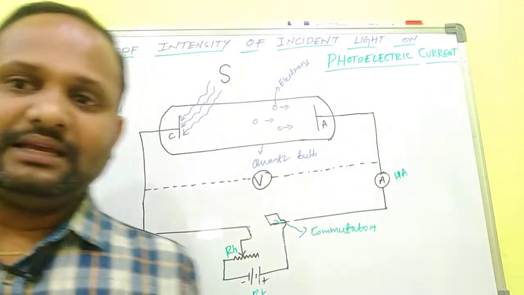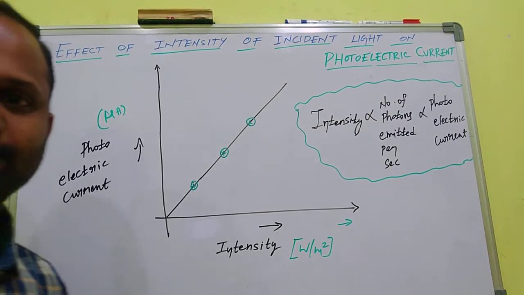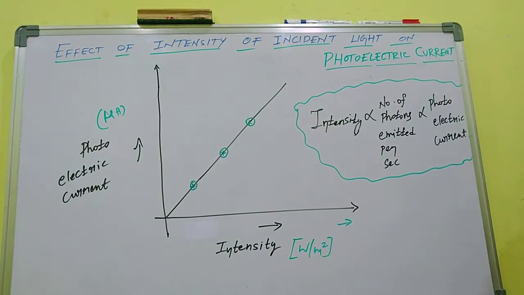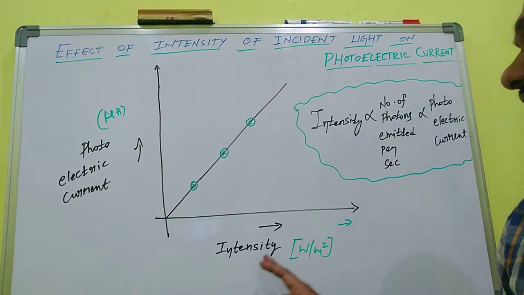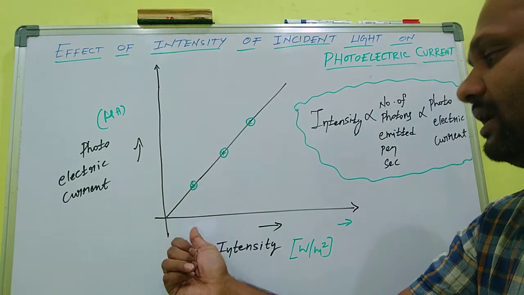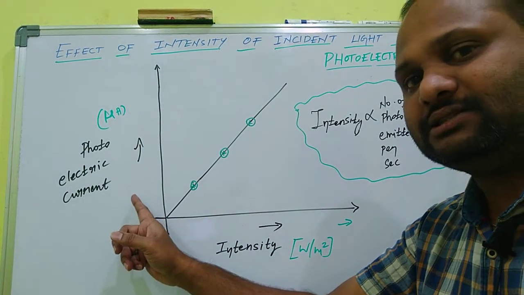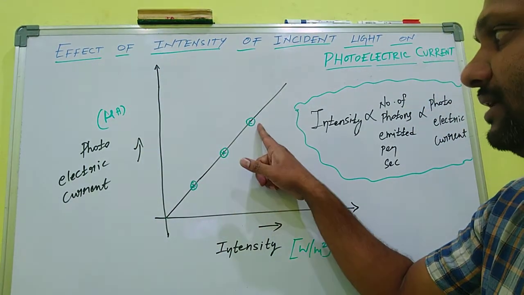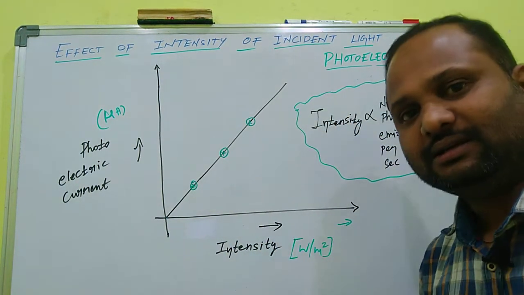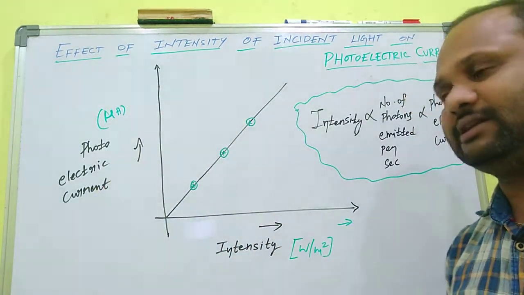This we will study in detail with the help of a graphical representation. Now we see this relationship with a graphical representation. The intensity of incident radiation is taken on the x-axis and the photoelectric current is taken on the y-axis. If we gradually increase the intensity of the incident radiation, the photoelectric current also increases gradually. When we connect these points, this becomes an exact straight line. That represents a linear relationship between the intensity of incident radiation and the photoelectric current.